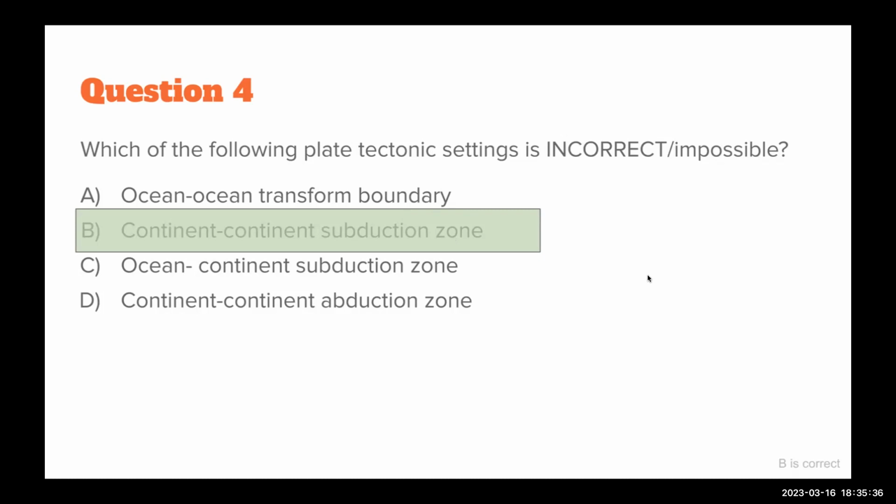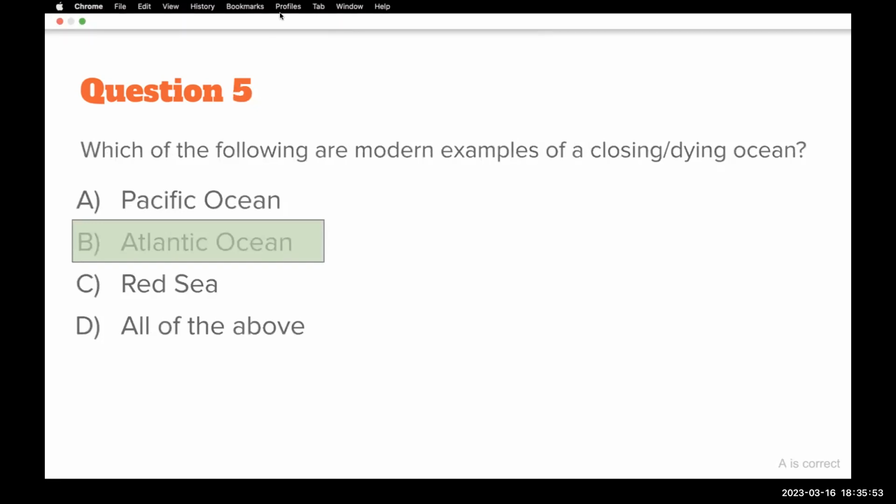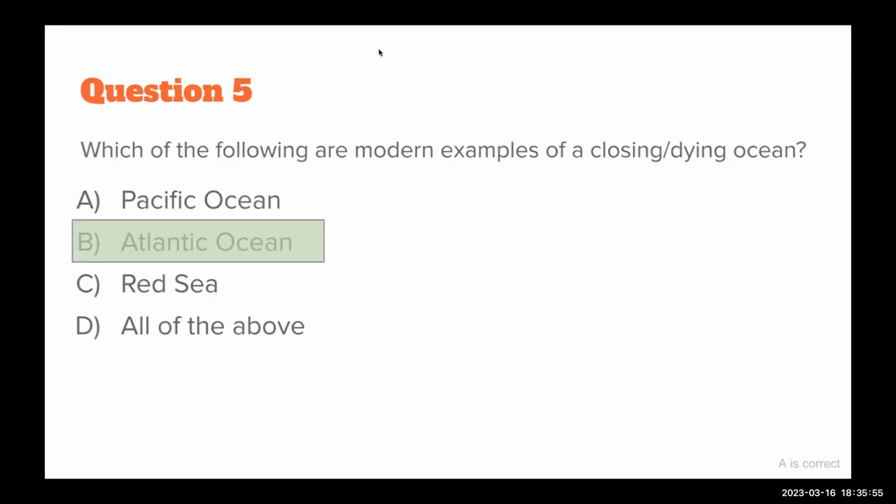Now, which of the following are modern examples of a closing or dying ocean? Again, this is wrong. This is the right answer. Update that on your slide. That's what the professor was referring to. Okay, the Pacific Ocean is a good example. Why do you think it's a dying ocean? What are some of the evidence we can use? Using our geology toolkit.